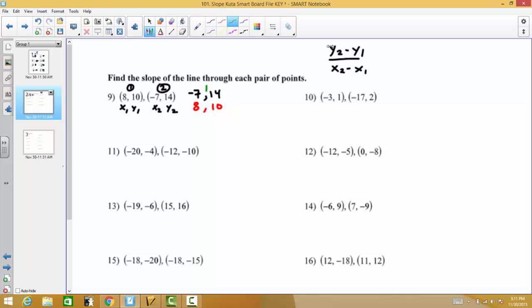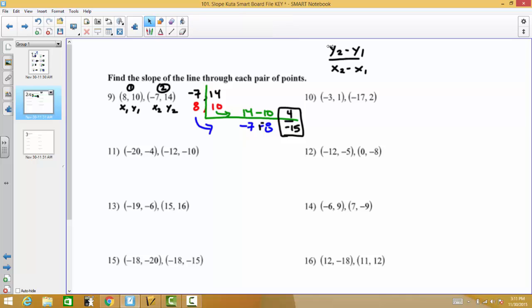And then I'm just going to sort of draw a line like this. This is your rise. 14 minus 10. This is your change in height. This is your run. Negative 7 minus 8. So your answer here is 4 over negative 15. That's negative 4/15. That's your slope. You slash and dash if you are confused about the negative 15. Nothing reduces, so you're done.